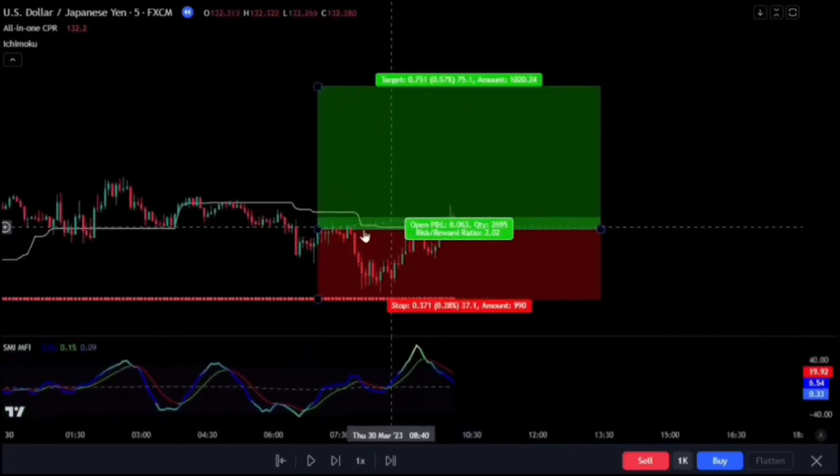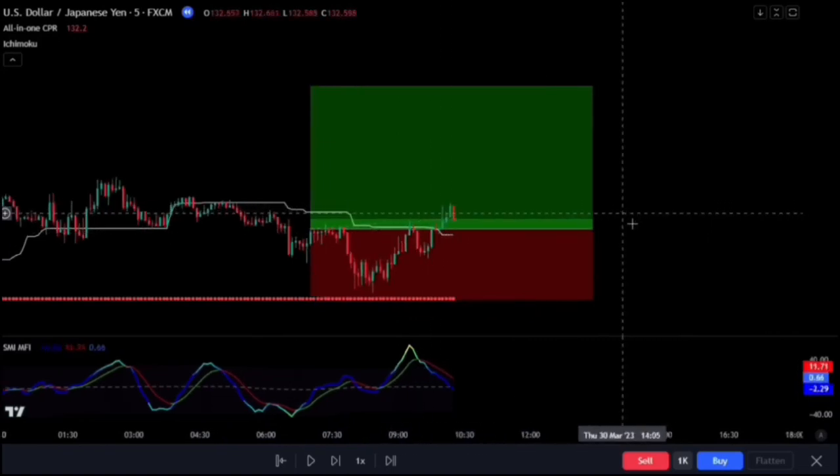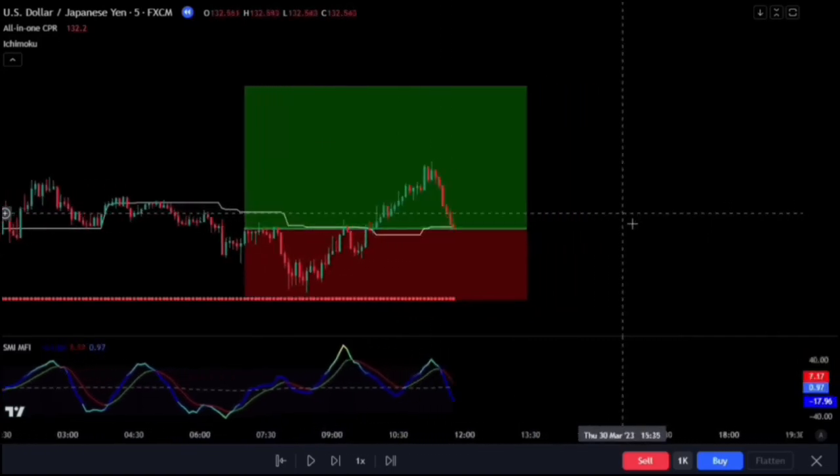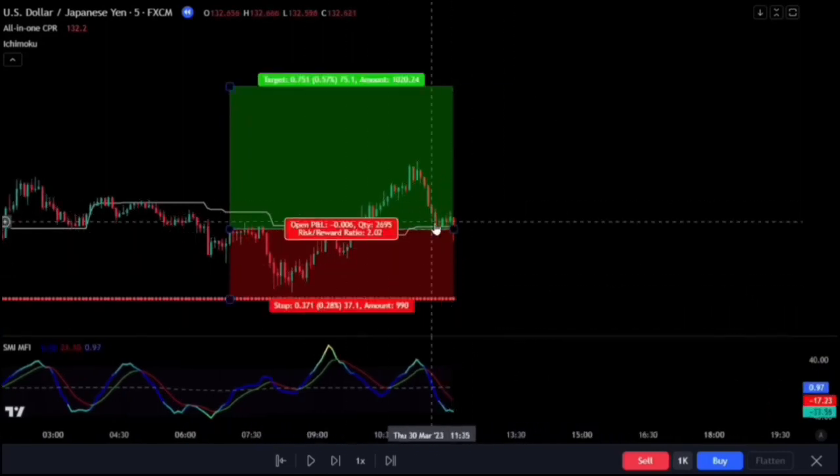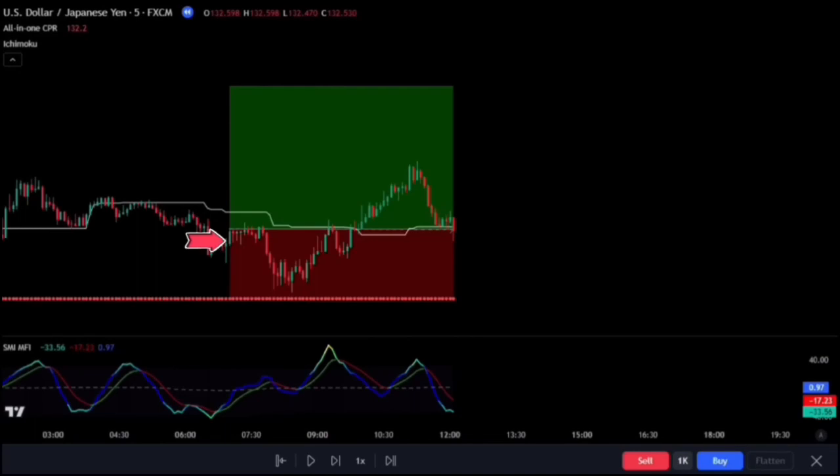If we open our trade and the price goes in our favor and breaks above the baseline, we hunt to close the trade for a small loss or profit when the price moves against us and closes below the baseline. So if we opened a trade at this point, we would have exited at this point for a small loss.